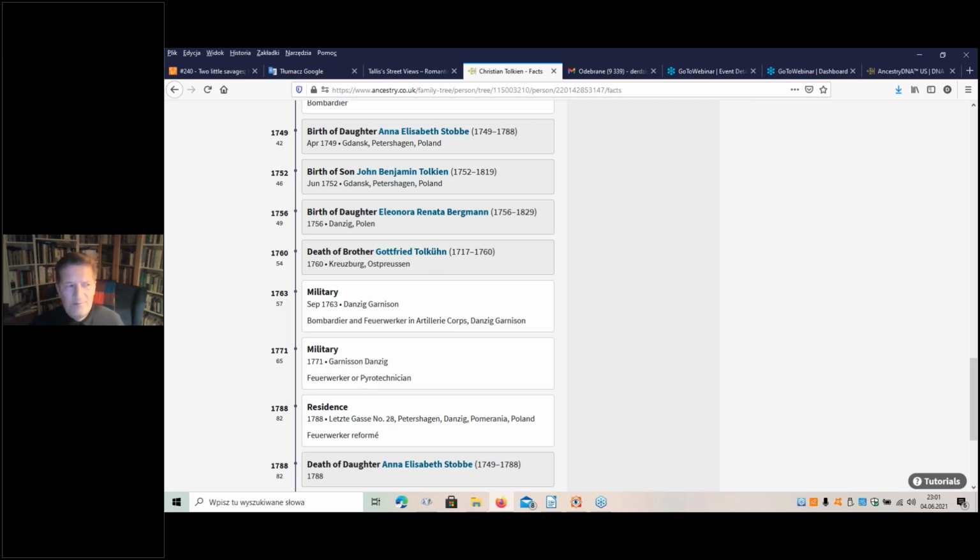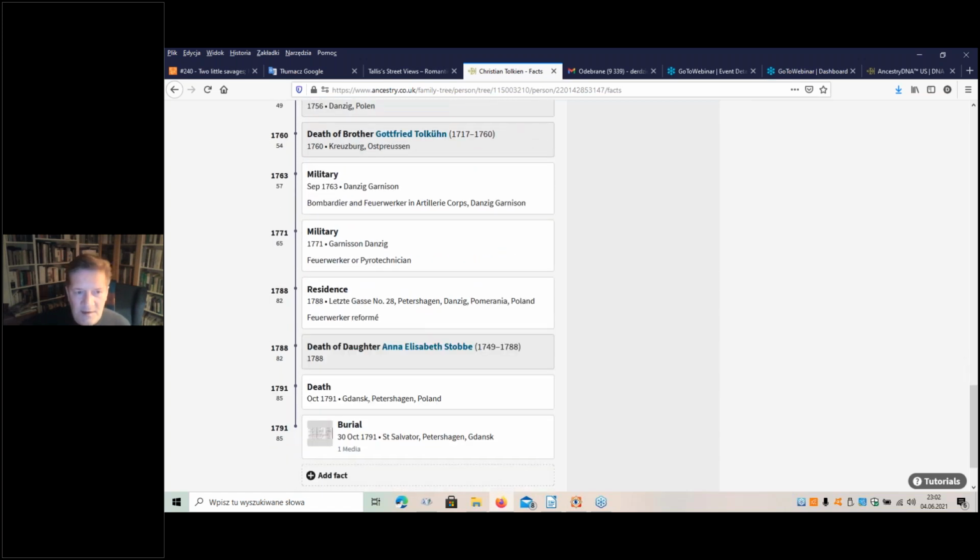So it was pietistic, I don't know the English name, piety, pietistic community inside of Lutheranism, which was very popular in this suburb where they lived. It was Petershagen. Their church, St. Salvator, was very famous for being nonconformist. So I think this nonconformity and searching for new ways in Christianity was in this family, also in Gdańsk, not only in London. So you can see here that he lived by Letzte Gasse, number 28 in Petershagen, Danzig.